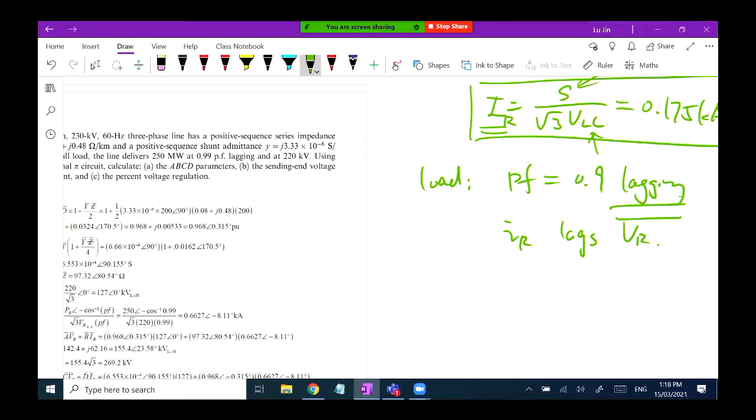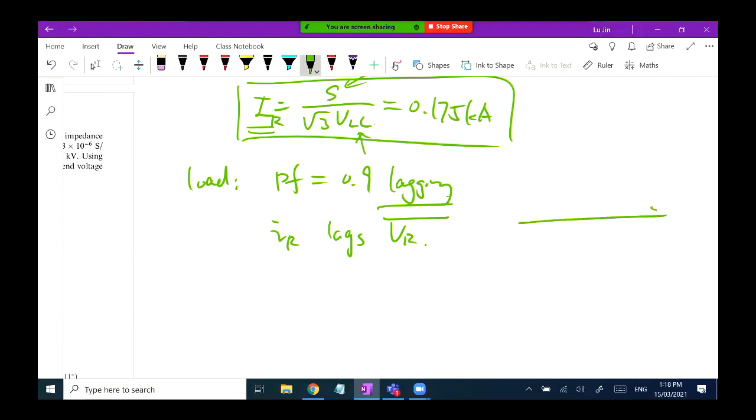That means if we are using the VR to be the reference, so the VR is always pointing to the positive direction of the real axis. So we call this VR. The angle is 0 degrees. But this IR is lagging the voltage. So that means the angle of the IR must be smaller than the angle of the VR. If the VR angle is 0, the IR angle must be pointing to the negative direction because it's lagging.